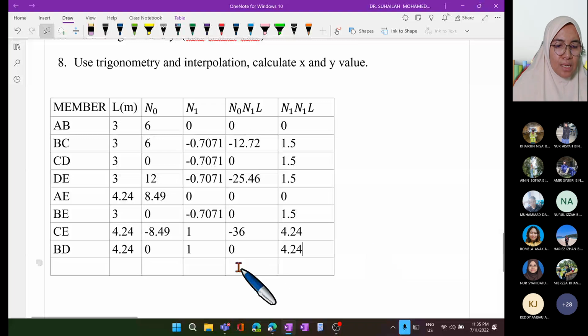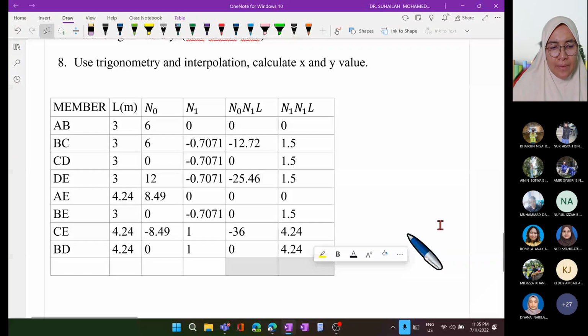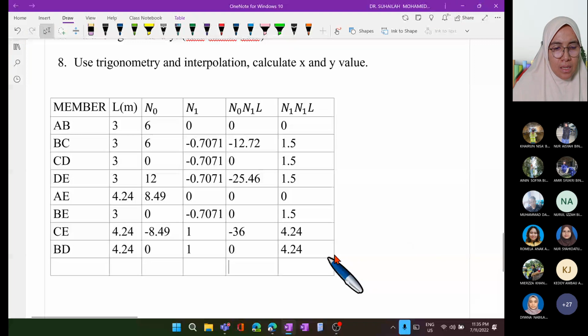Okay, total. Both columns have to be totaled. Total the negative 12.72, minus 25.46, minus 36. So what is the total?